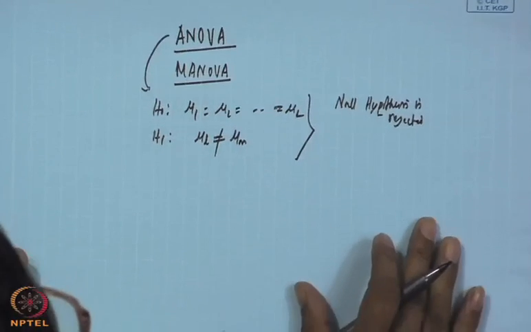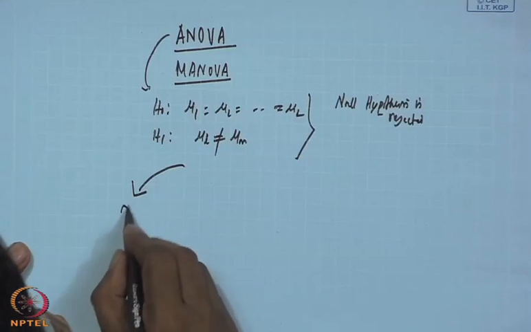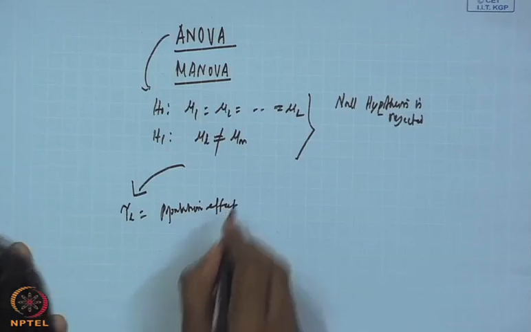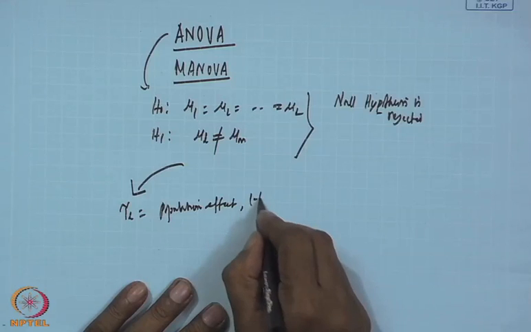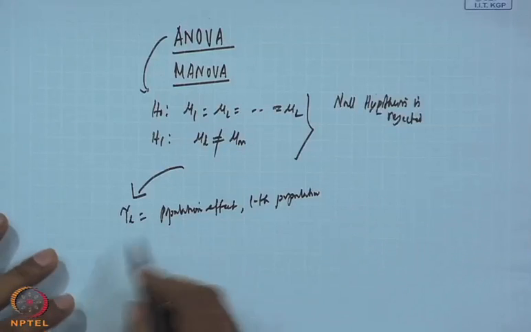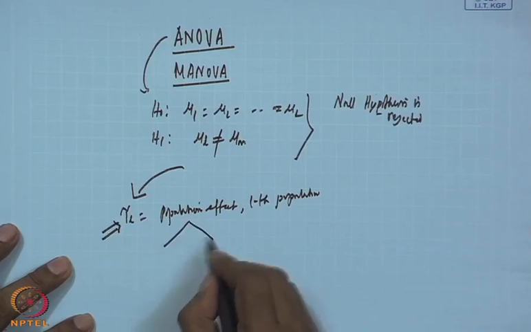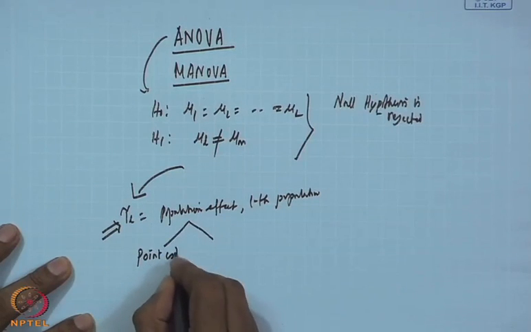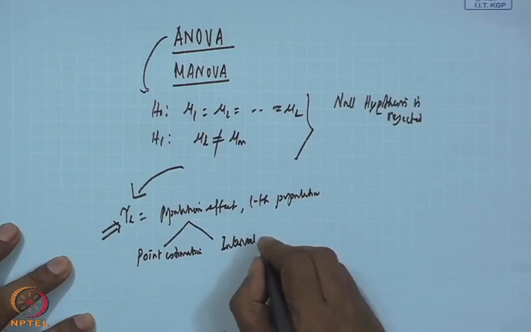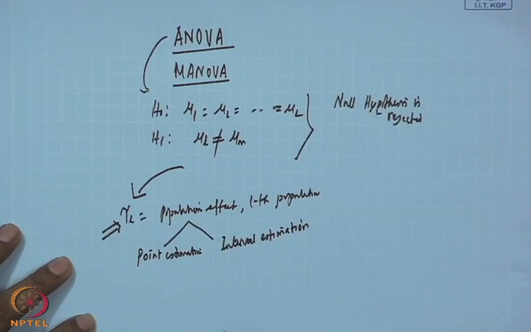Now, we will discuss two things. One is that when we talk about tau, that is the population effect for the Lth population, we want to compute it. How to compute this tau? There will be two cases: one will be point estimation and the second one will be interval estimation, as we have seen earlier for a population mean and the difference between two population means.